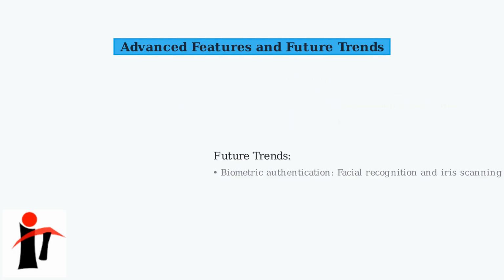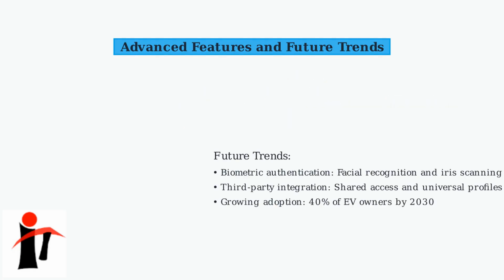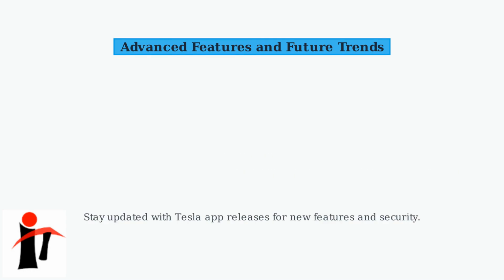Looking ahead, future updates will include biometric authentication, like facial recognition and iris scanning for enhanced security. Third-party app integration will enable shared access and universal profiles across vehicles. Analysts predict 40% of EV owners will use multi-driver features by 2030, though challenges like battery drain and hacking risks remain. Stay updated with the latest Tesla app releases to leverage new features and enhance security.